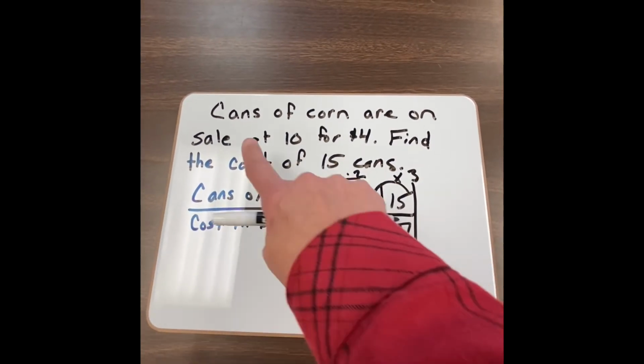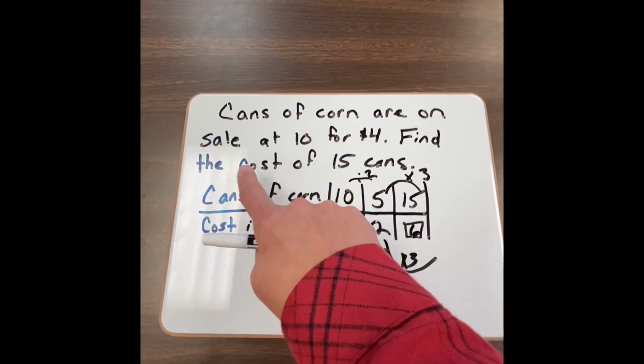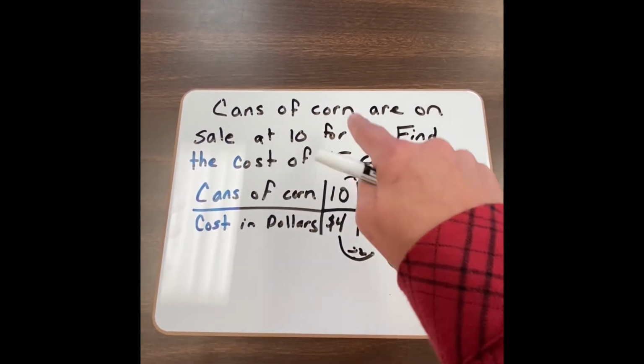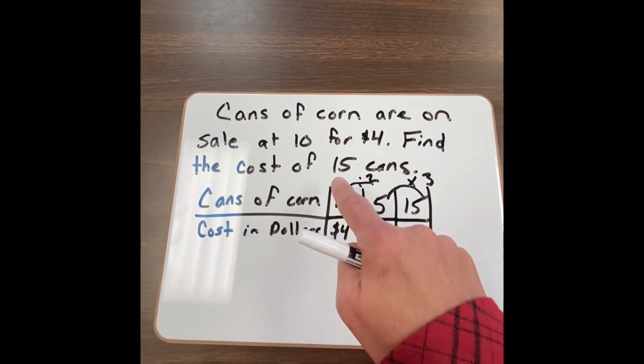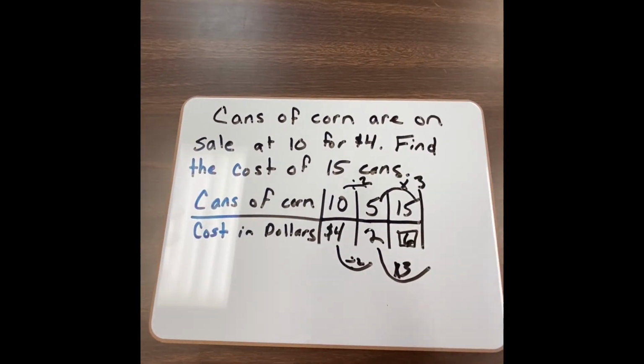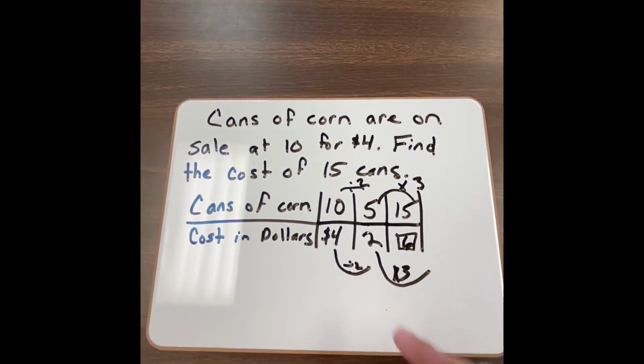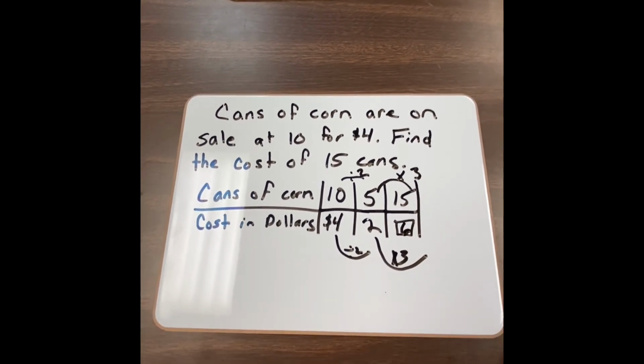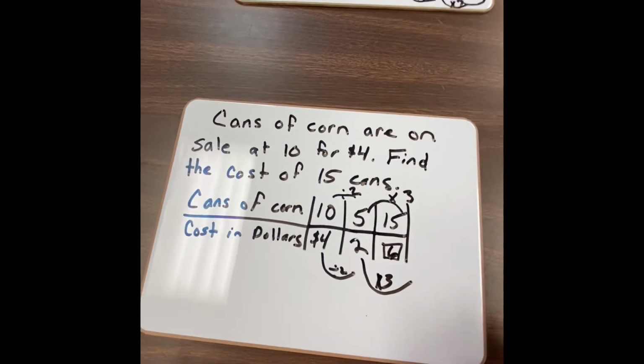So let's see if it makes sense. Cans of corn are on sale at 10 for $4. Find the cost of 15. Well, if 10 of them cost $4, then 15 of them cost $6.